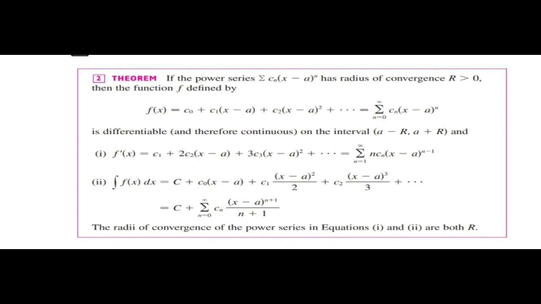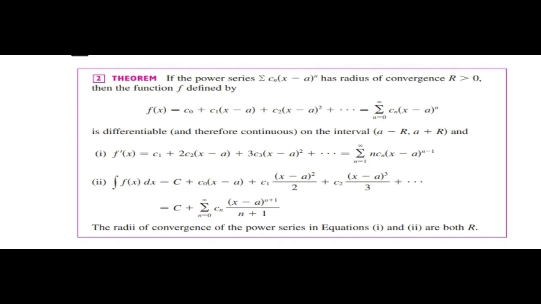Next, we have the integral of f of x dx, which is equal to c plus c sub 0 multiplied by (x minus a) plus c sub 1 multiplied by (x minus a) squared over 2 plus c sub 2 (x minus a) cubed over 3, and so on, which equals c plus the summation of c sub n (x minus a) raised to n plus 1 over n plus 1, as n equals 0 to infinity. The radii of convergence of the power series in equation 1 and equation 2 are both r.